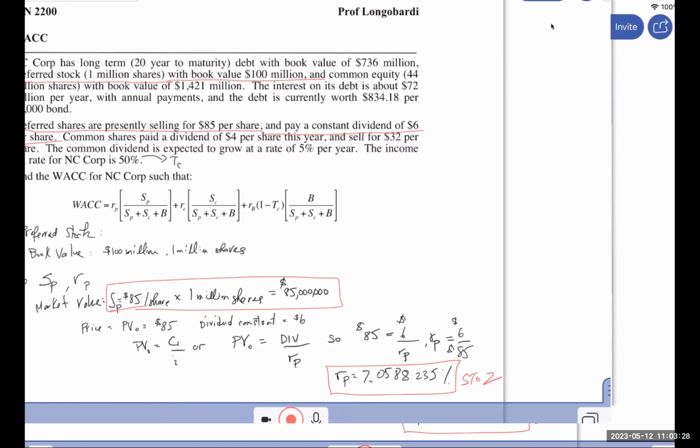Okay, so this is debt, if you can see it, preferred and common, and you have to put it all in this formula here. It's on the platform, but you can copy it if you want.